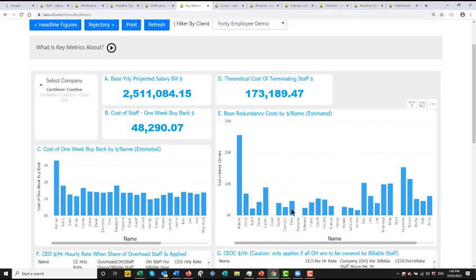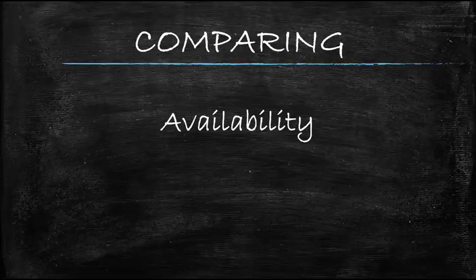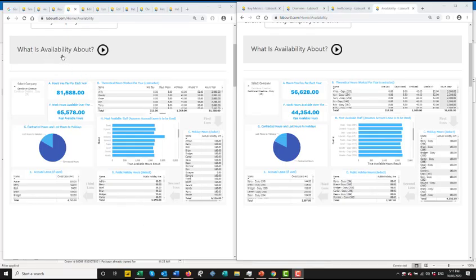So what I can do is go along and compare each of my staff to make some decisions about who I'm more likely to want to lay off for an economic reason as opposed to an HR, legal or an emotional reason. Here we have the availability report.